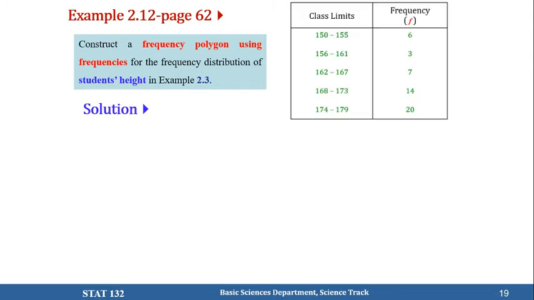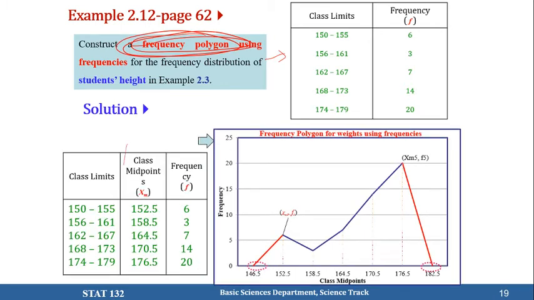Now, assume these are given to us. These are, again, the frequency distribution of students' height. And now, if you want to do a frequency polygon using the frequencies, first you have to find the midpoints. And remember this, you add the two class limits and divide by 2. You take the average of the limits or the boundaries, and you get the midpoints. Now, there's one important thing here, there's a catch. 152.5 you write here, and then you write 6 here. You start with this point, and then it goes to 3, and then 7, and these are the heights, 14, and then 20. As you see, it's 20 here.